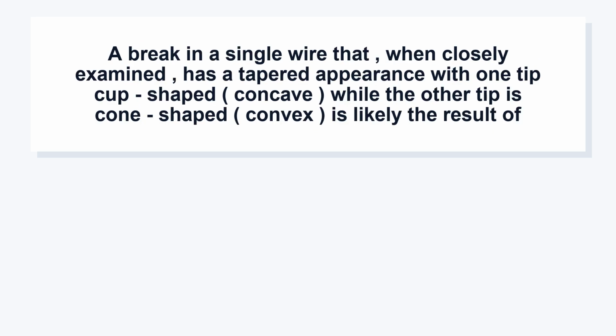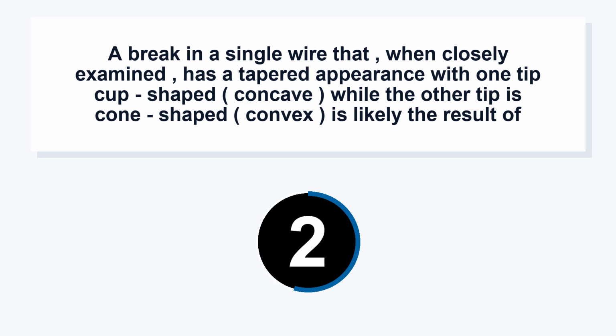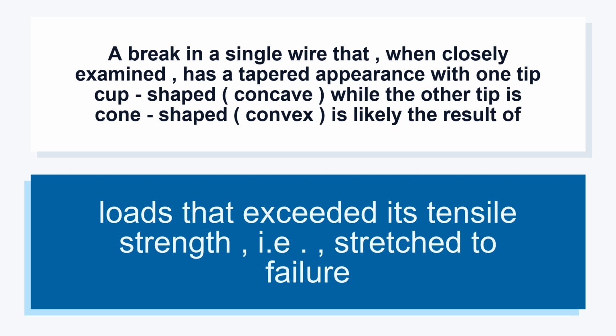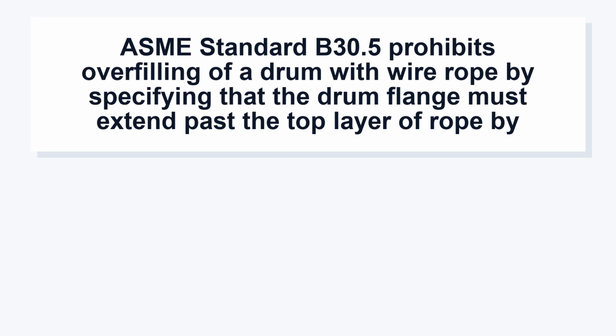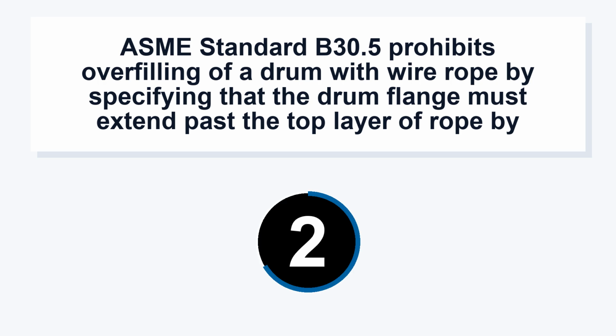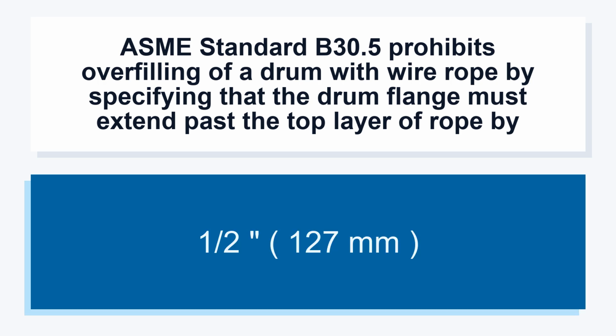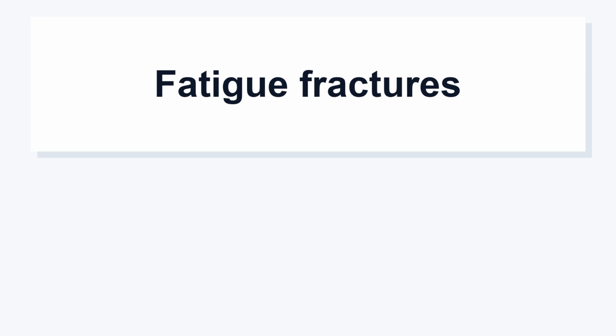A break in a single wire that, when closely examined, has a tapered appearance with one tip cup-shaped, concave, while the other tip is cone-shaped, convex, is likely the result of loads that exceeded its tensile strength, i.e. stretched to failure. ASME standard B30.5 prohibits overfilling of a drum with wire rope by specifying that the drum flange must extend past the top layer of rope by 1/2 inch, 127 mm.